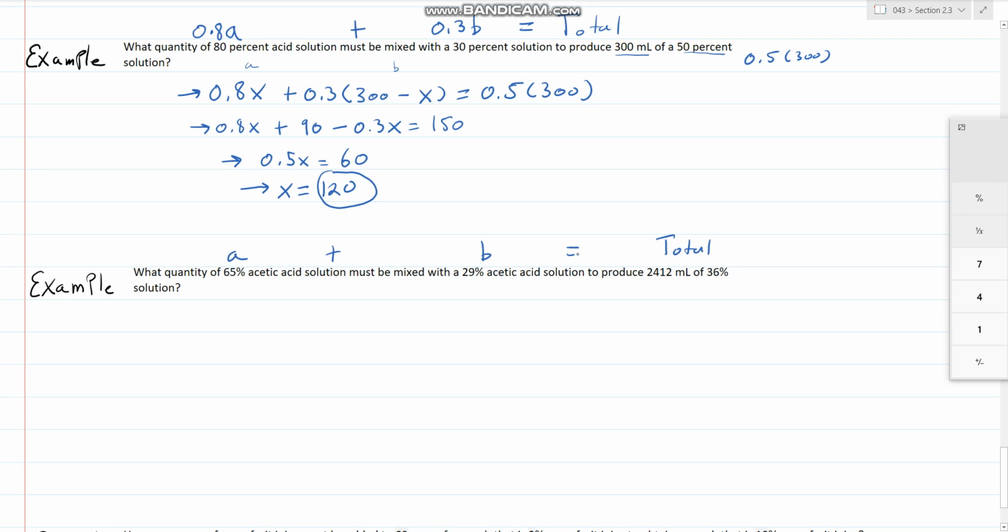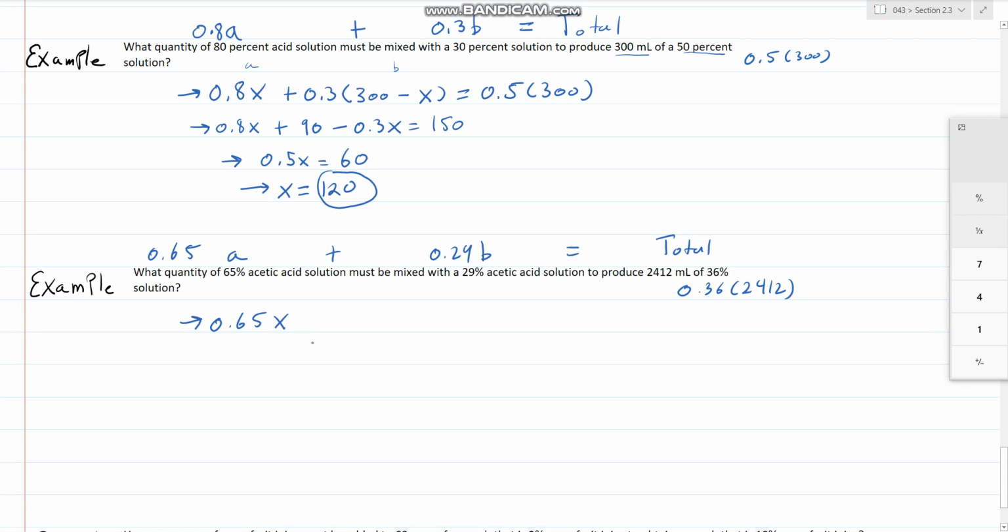If you add them, it has to equal the total. The 65% can be 0.65, the 29% can be 0.29, and if you add those together, it has to equal the total. Again, the total will be 0.36 times 2412, okay? So let's set that equation up.